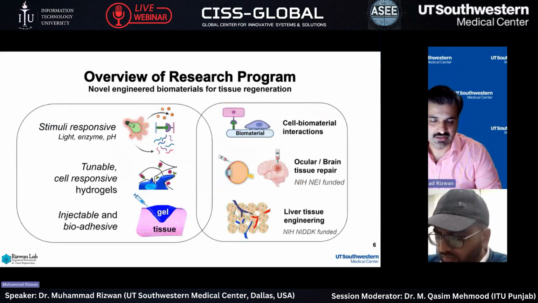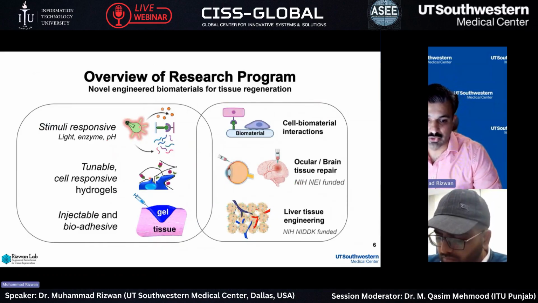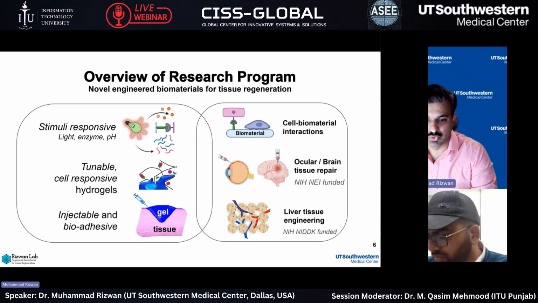So as I mentioned, we make these stimuli responsive biomaterials. We can make them tunable or cell responsive. We can also tune their properties. These are injectable materials. Think of these, for example, as a liquid bandage for wound healing applications. For example, we can apply these hydrogels to improve wound healing processes.